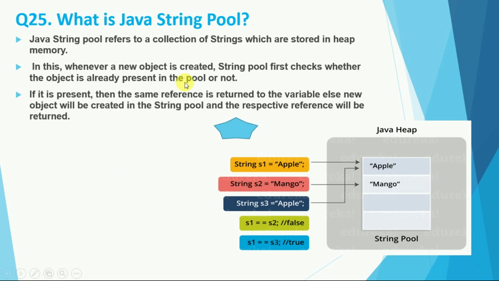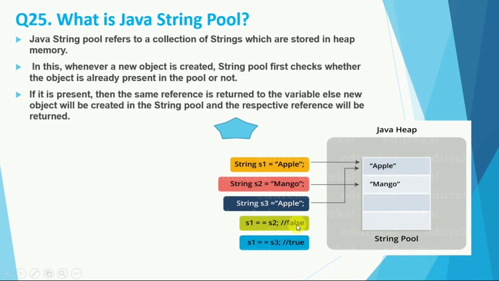So next is, what is a Java string pool? This question is also very important. The Java string pool is simply a collection of different strings which we want to use in our system, which are stored in heap memory. So the string pool is always stored in heap memory. Whenever a new object is created, just like S1, S2, S3, the string pool first checks whether the object is already present in the pool or not.